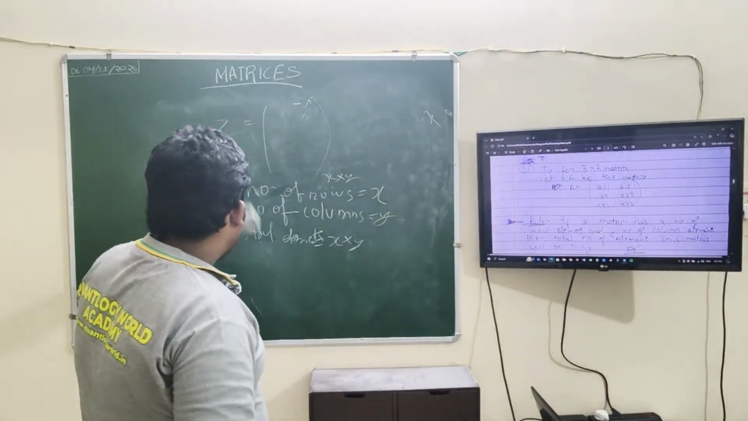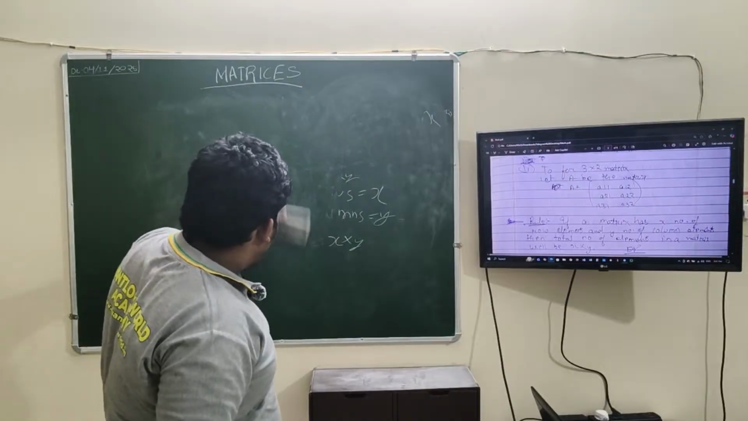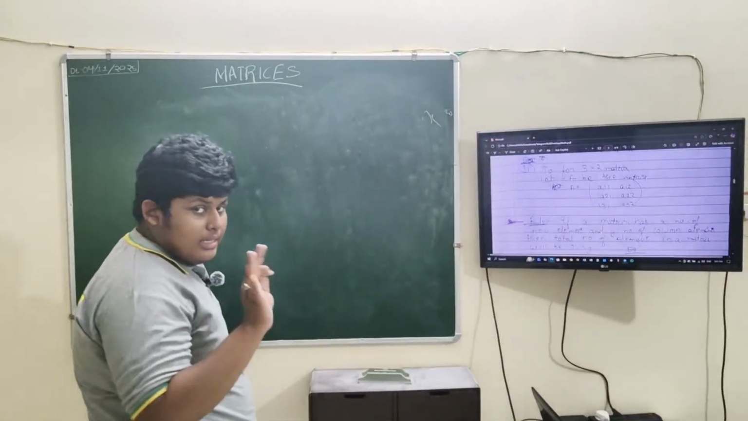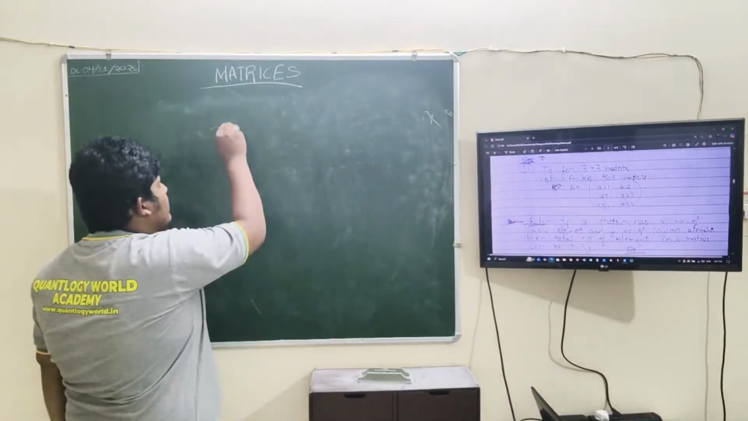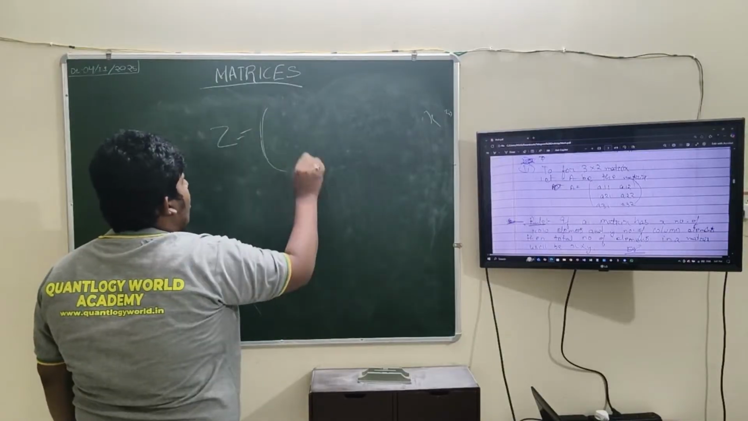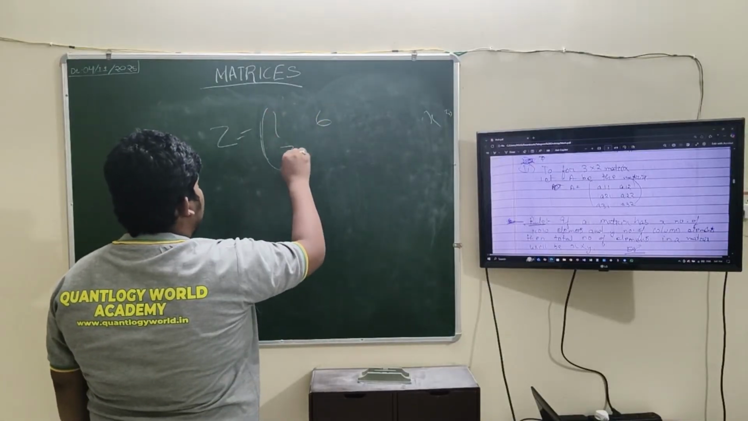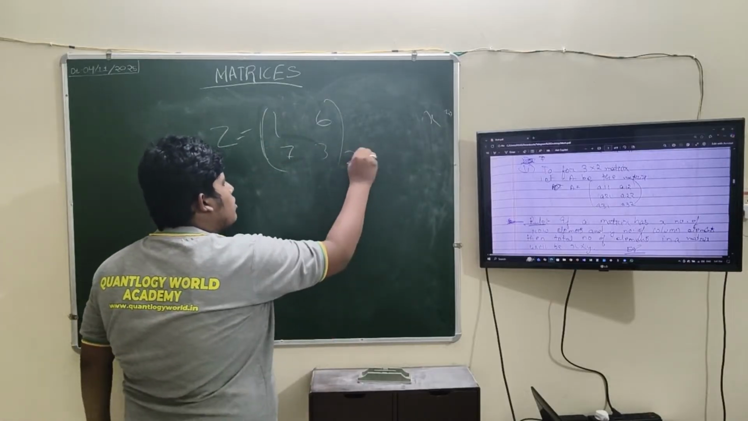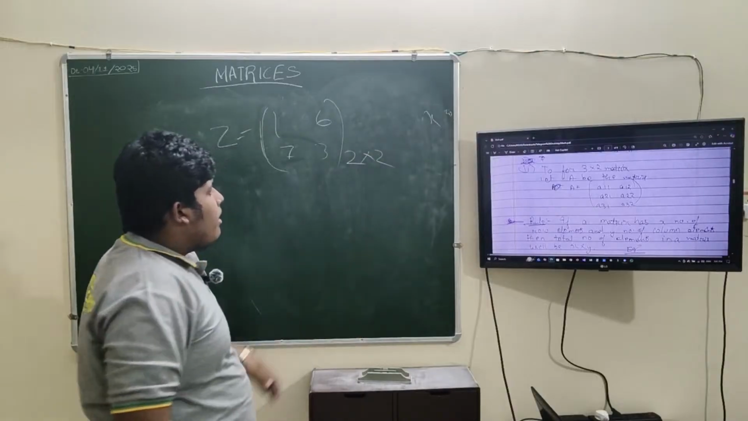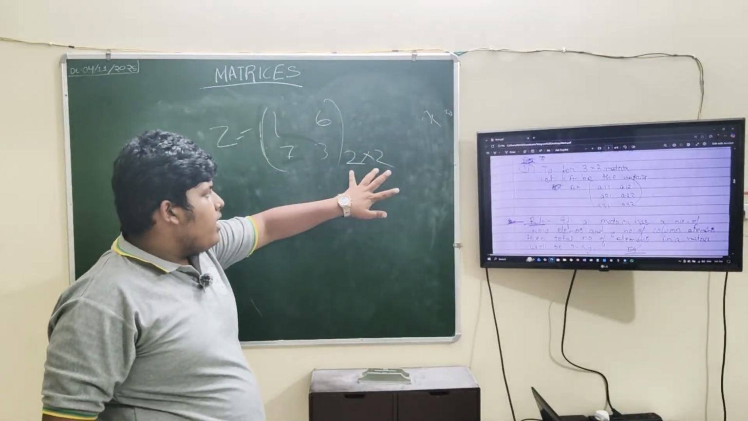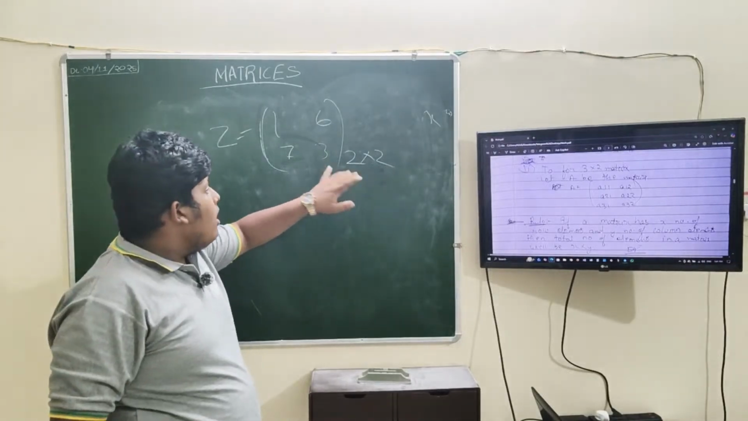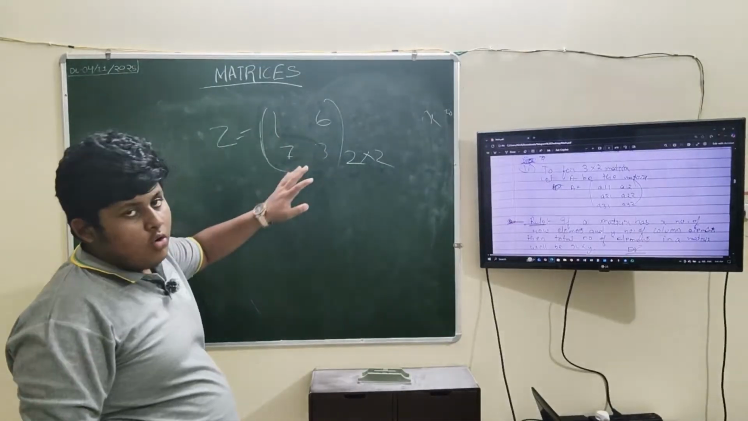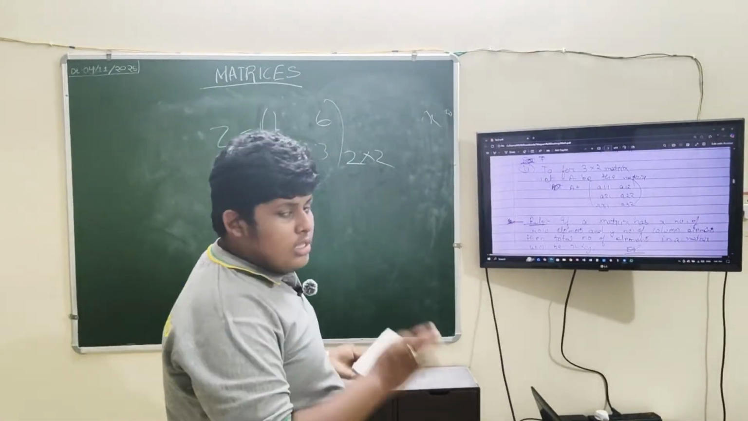Let's take an example. We have taken the example as a matrix named Z. So we will take Z equals 1, 6, 7, 3. The order is 2 rows and 2 columns, so 2 cross 2. Let's take this as x and this as y. X into y, 2 into 2 is 4, and we can see there are 4 elements in this matrix, which are 1, 6, 7 and 3. So this law is satisfied.